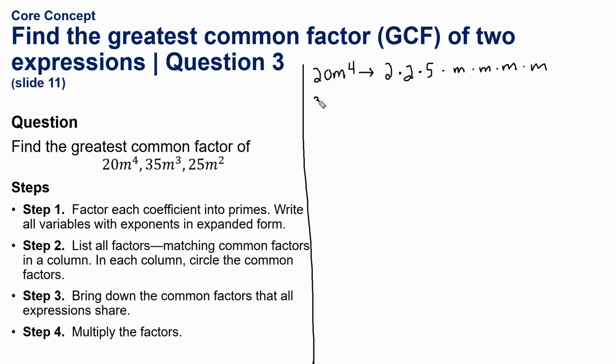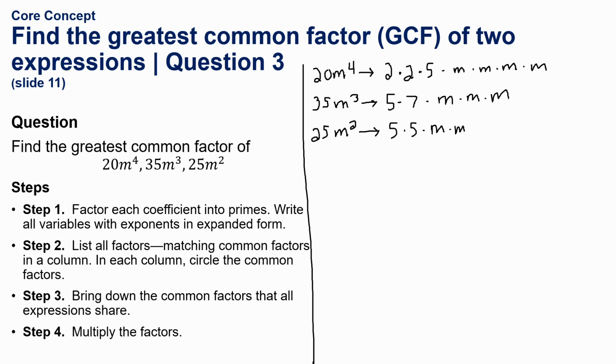What about 35m to the third power? Okay, so 35 is going to be 5 times 7 here. 5 times 7 is 35, and then we have 3 m's: m times m times m. And then finally, we have 25m to the second power, which is 5 times 5 is 25, and then 2 m's, m times m, that's m squared. Okay, so we've now listed out all our factors.